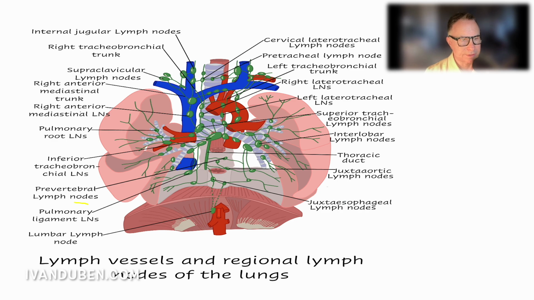This image has that pulmonary ligament lymph node that we're talking about right here, and it does connect directly to the thoracic duct, which is traveling deep in the body. But you can also see how that pulmonary lymph node would be connected to the juxta esophageal lymph nodes as well, that are above the diaphragm and connecting to each other.